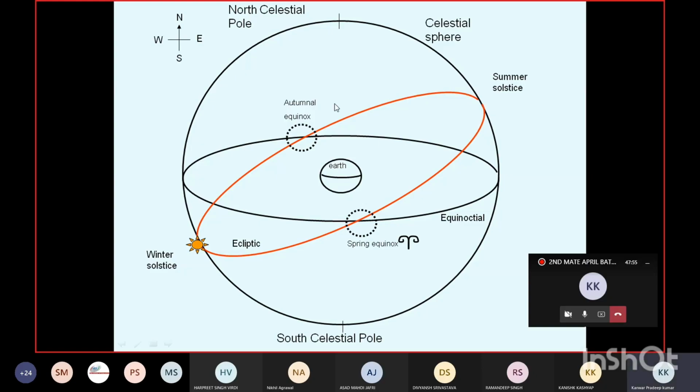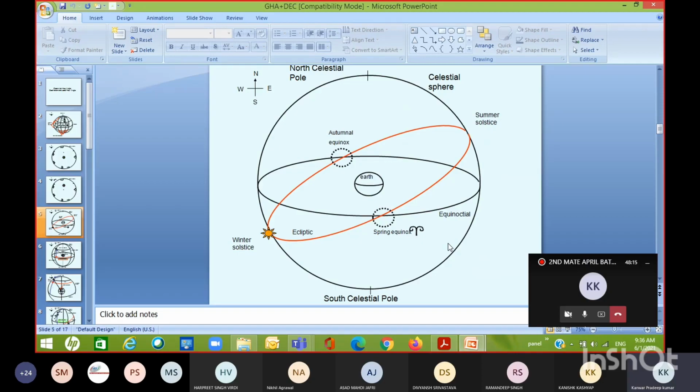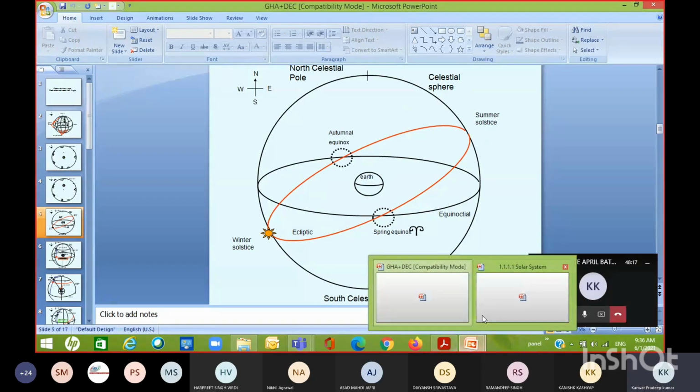If I go on the other side of this sphere, I will see first point of Libra and this will be behind me. And how will the ecliptic look if I'm standing on the other side? See my cursor, ecliptic will look like this. Yes or no? Yes, sir. Okay, let me take you back to this one.